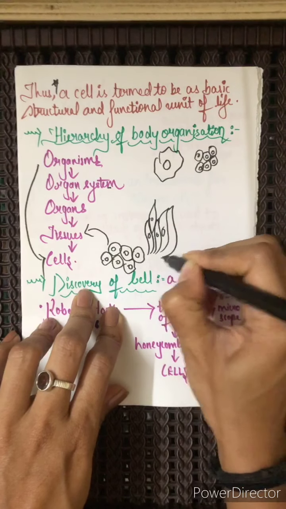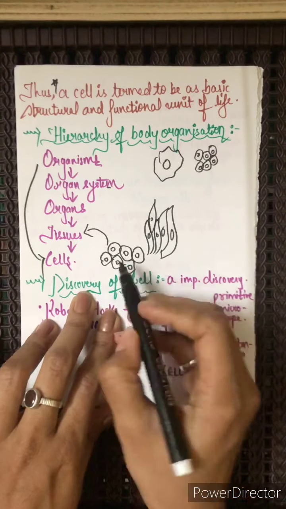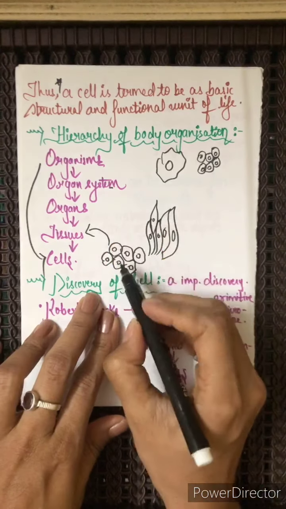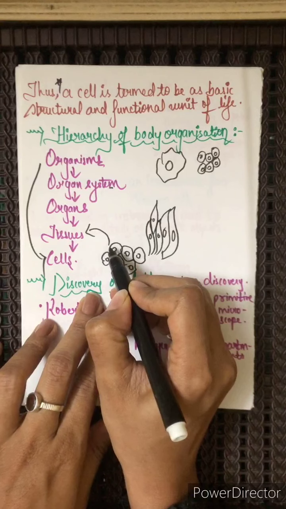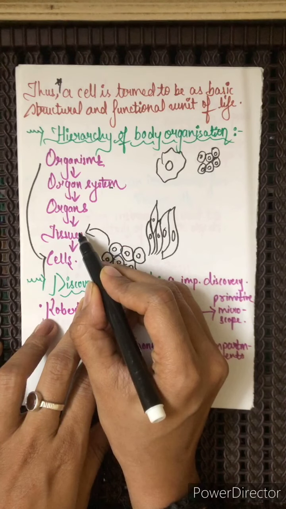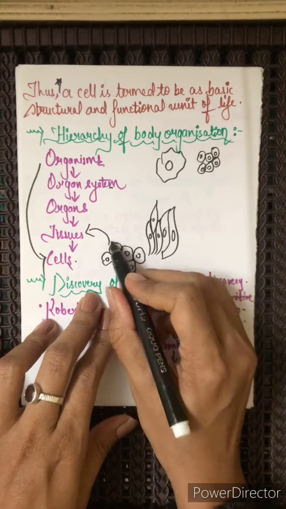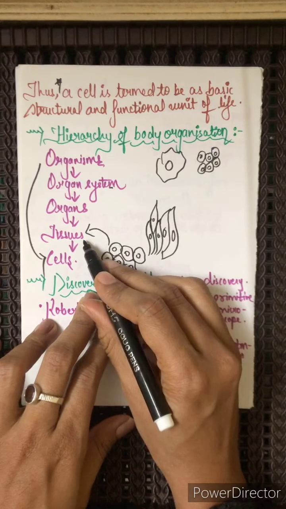Suppose this is the muscle tissue. So the group of cells, this is, say, a single cell. Now the group of cells which is performing the same function and is similar in structure is termed as what? So this is one tissue.